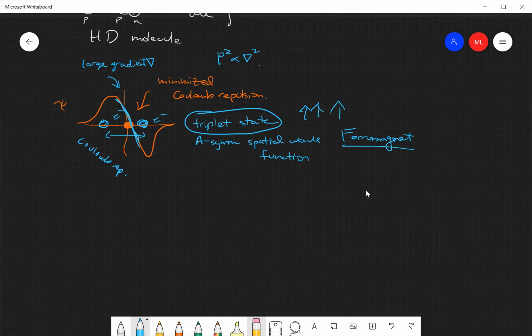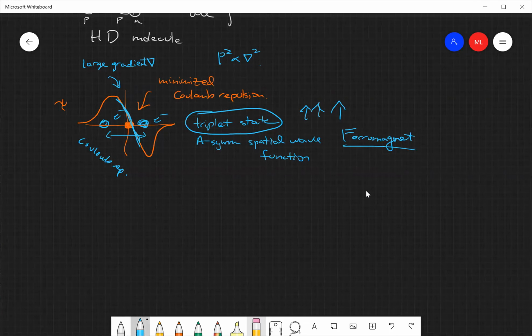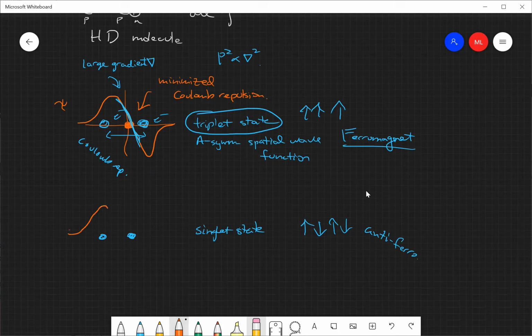And you can also use the same reasoning to explain an antiferromagnet. So if, for instance, you don't care about the Coulomb repulsion, you just want to minimize the kinetic energy, a good way of doing that is to go to the singlet state, where the spins are anti-aligned. And that would be an anti-ferromagnet. And what's the advantage of that? Well, then the spatial wave function has to be symmetric. And what it might look like is something like that. A symmetric wave function.